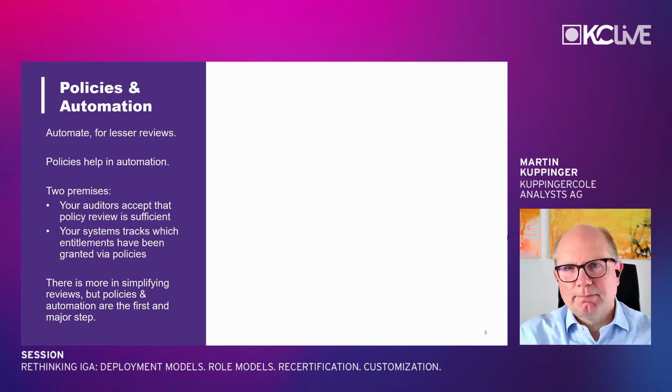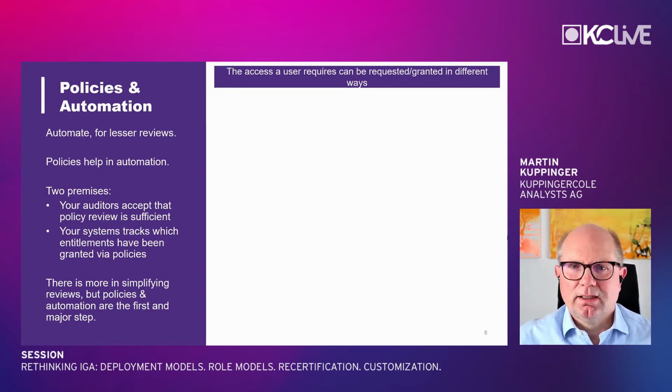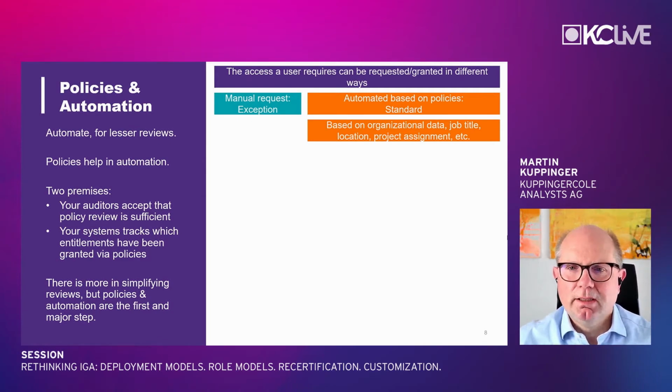And again, it's about policies. It is about something we get from the other policy part I've talked about. It's about policy automation. What we need to do is automate to have fewer reviews. And when we look at how access is granted, we have basically two ways. The one way is manual requests, where Martin says, "I need access to that." That should be an exception. That must not be the norm. It should be automated based on policies.